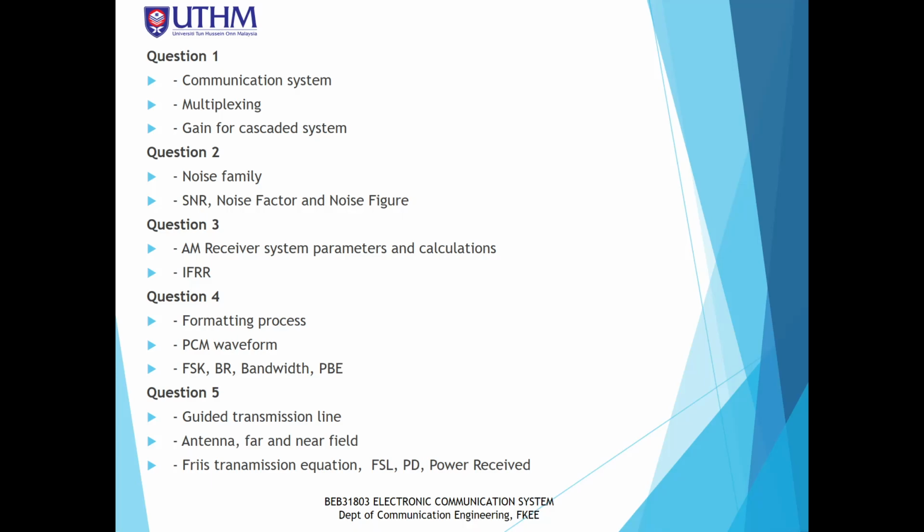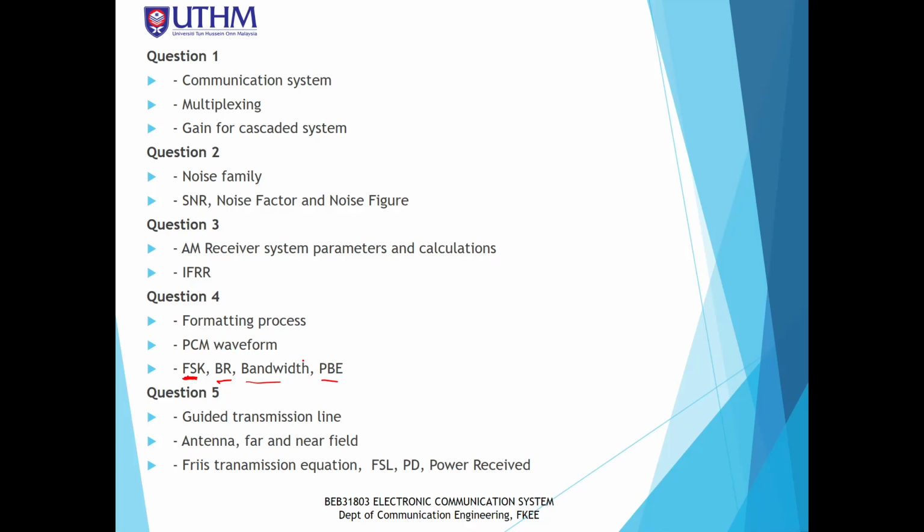Okay. Question 4 about again ada formatting process. Remember kita ada sampling, quantization, kita ada encoding. And then ada berkenaan dengan PCM waveform. Kemudian ada digital communication, digital modulation, iaitu FSK sahaja. Only the FSK sahaja akan keluar, yang lain tak keluar. QAM, ASK, PSK tak keluar. So yang keluar cuma about FSK sahaja. And of course you need to calculate the bit rate, the bandwidth, the probability of bit error.